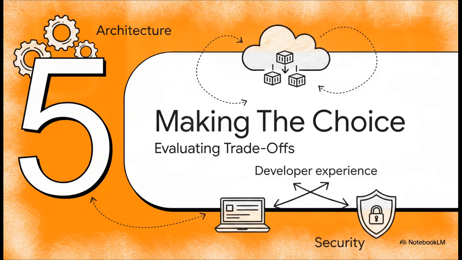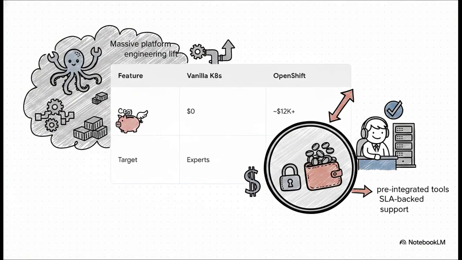Section 5. Making the final choice. Evaluating the trade-offs. Okay, we've covered the philosophies, the architecture, the workflows, and the security, so what does this all mean? Let's weigh the true cost of ownership side by side. Vanilla Kubernetes? Free. $0 license cost. It gives you maximum flexibility and insane industry adoption. But the limitation? It requires a massive platform engineering lift to actually make it production ready. Remember, free puppies still need vet care, right?